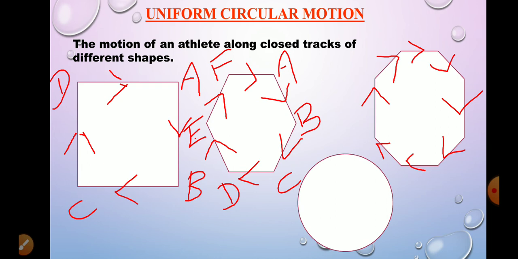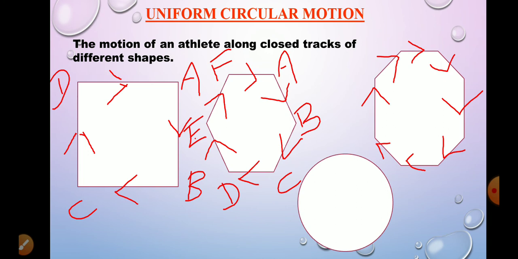So as an example of accelerated motion, you can give the motion of a body which is moving along a circular path, because here the velocity changes at each point with respect to time. So it is an accelerated motion.